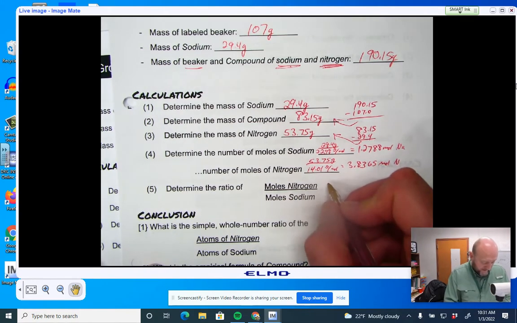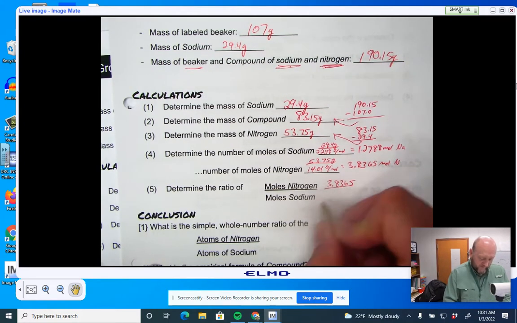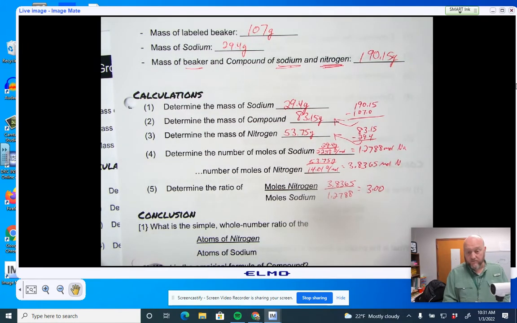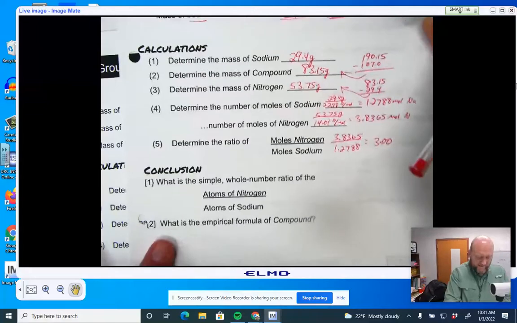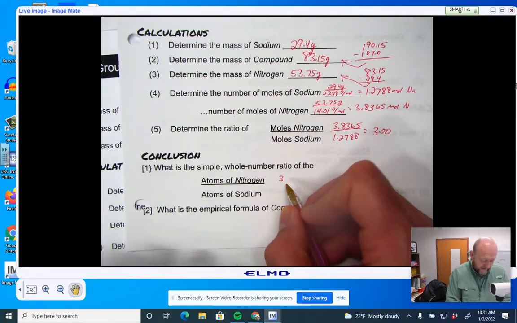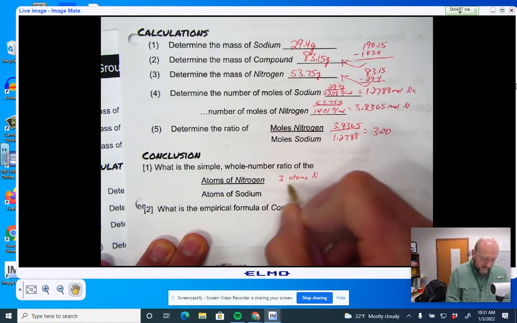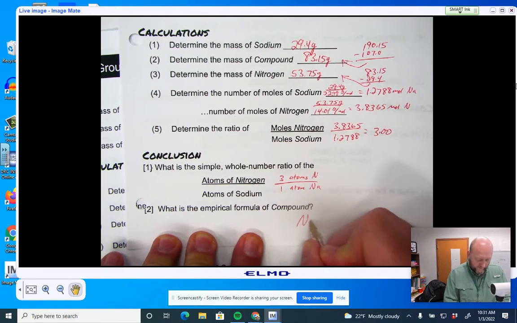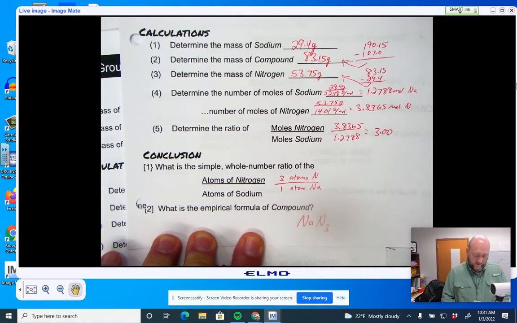Now, the next thing we want to do is compare how these two values relate to each other, their mole ratio. So the moles of nitrogen is 3.8365. The moles of sodium is 1.2788. When we divide those, you see it ends up being exactly 3.0. So what does that mean? Well, that means that it would take 3 atoms of nitrogen to combine with 1 atom of sodium. So if we were to put those together in a formula for the compound, our formula would be sodium NaN3.